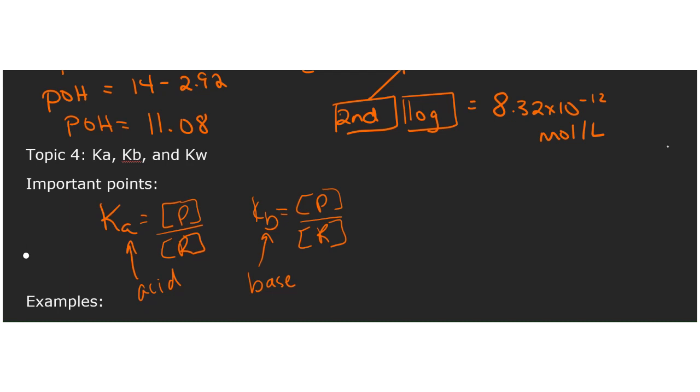But the third one is Kw, and W stands for water. Water is special because the hydronium ion concentration multiplied by the hydroxide ion concentration, those two values combined, will always equal 1 times 10 to the negative 14. Okay?